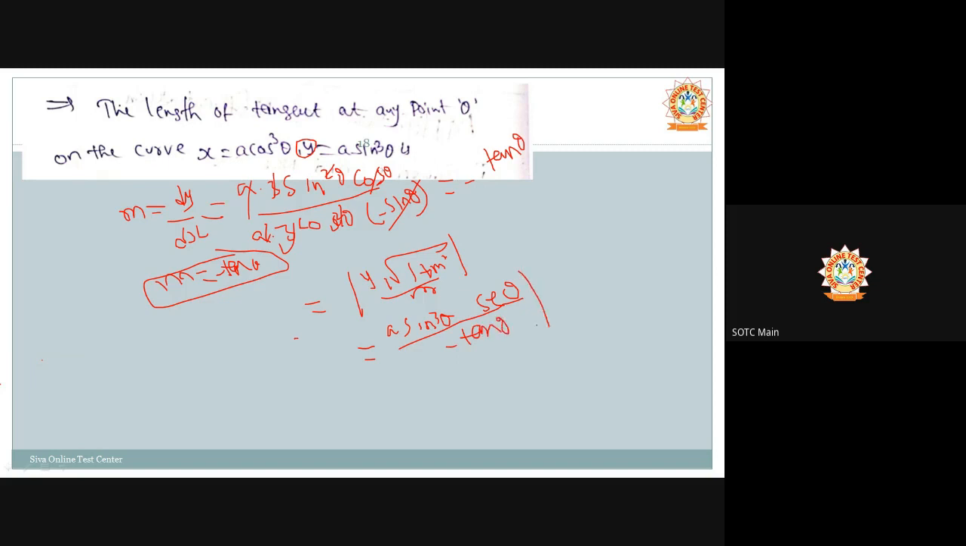So now try to solve and tell me the answer. Sin square theta, sir. Very good. A sin square theta is the correct answer. Secant theta can be written as 1 by cos theta, and tan theta can be written as sin by cos. Cos will get cancelled, one sin will get cancelled. You will get a sin square theta as your length of tangent. Clear? Yes, sir.